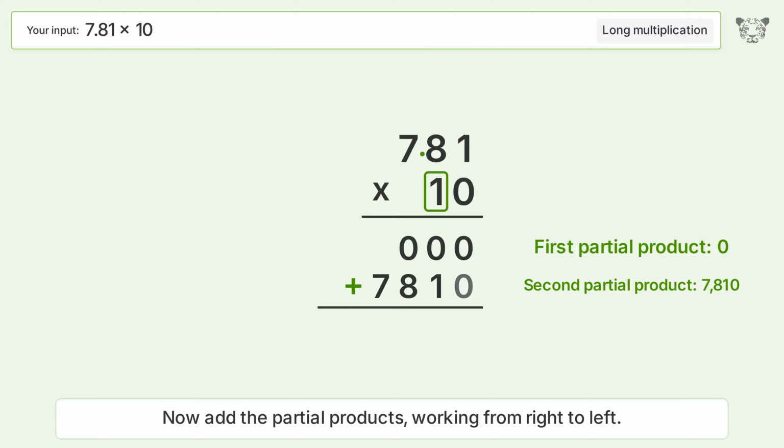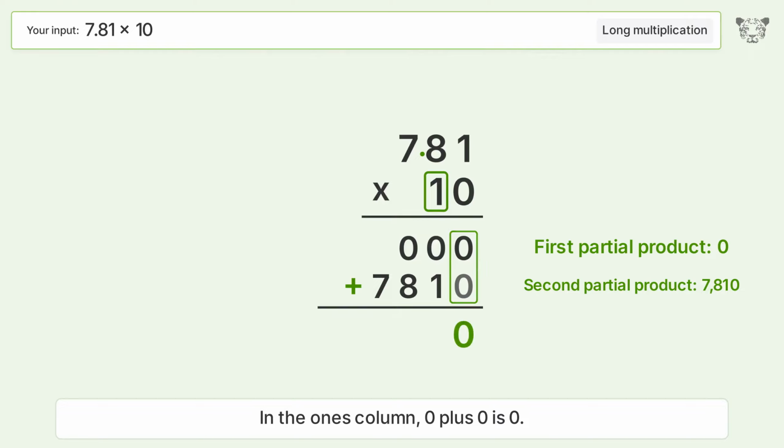Now add the partial products, working from right to left. In the ones column, 0 plus 0 is 0. In the tens column, 0 plus 1 is 1. In the hundreds column, 0 plus 8 is 8. In the thousands column, bring down 7. The product of the whole numbers is 7,810.